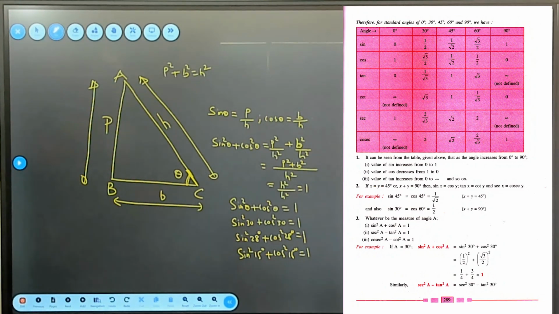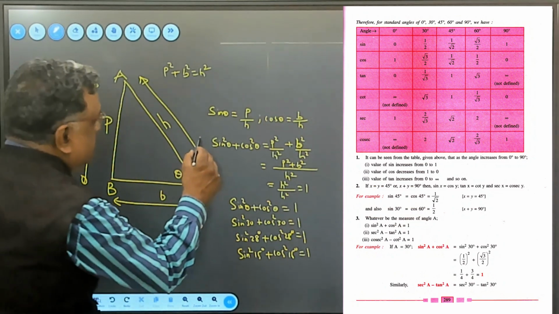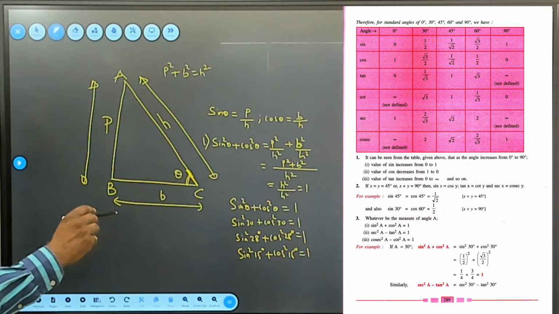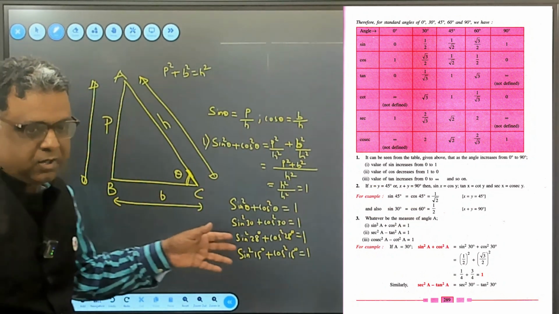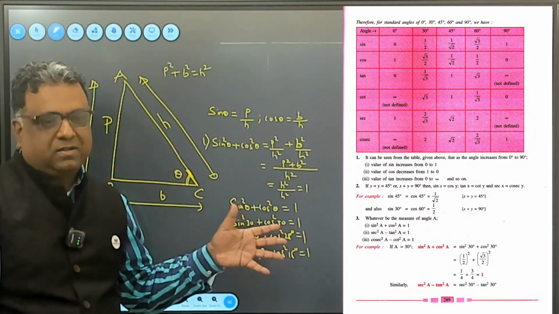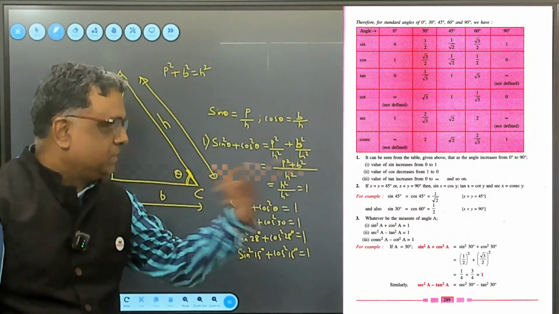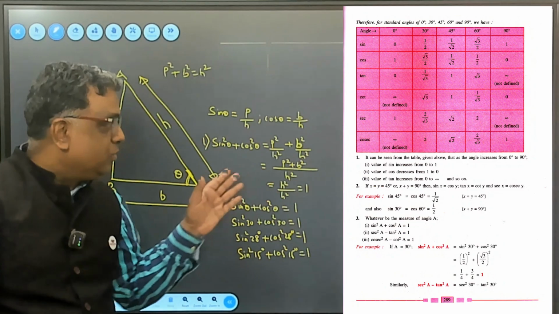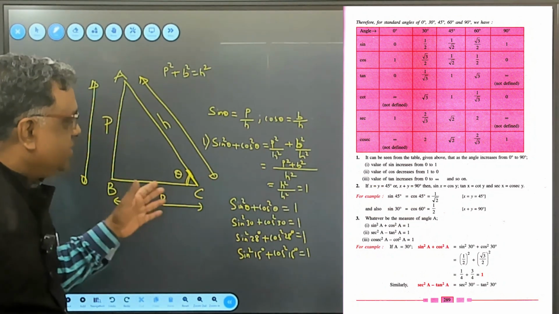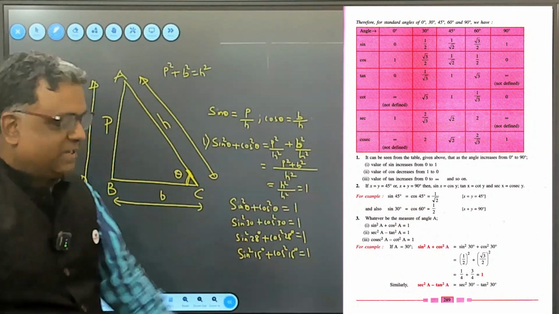Understood the concept? So this is the first identity, sine square theta plus cos square theta is 1. So I have shown you why it is 1. So you don't have to always by heart. You just by heart this identity and then just do the sums. So now you're convinced why sine square theta plus cos square theta is 1.